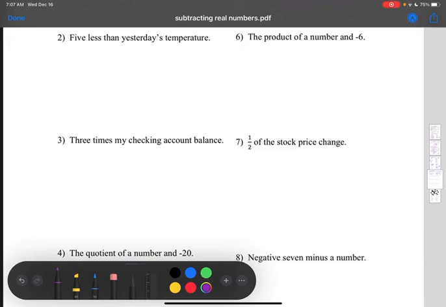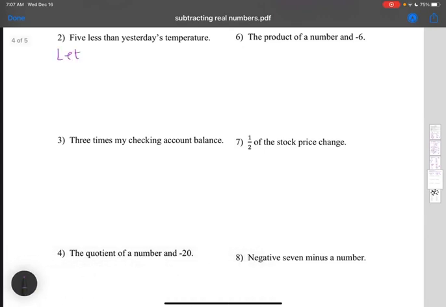Okay, so we're starting with our let statement. So 5 less than yesterday's temperature. I'm just going to say T for temperature. Let T be yesterday's temp. And 5 less than yesterday's, so it would be whatever yesterday was, and subtract 5. Technically on this one, could you do negative 5 plus T? Yeah, you could. It would be the exact same thing. So either way will work. And then once you plug in the T, you get a negative 10 minus 5 equals a negative 15.